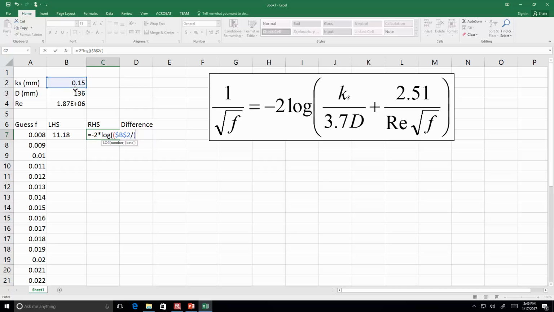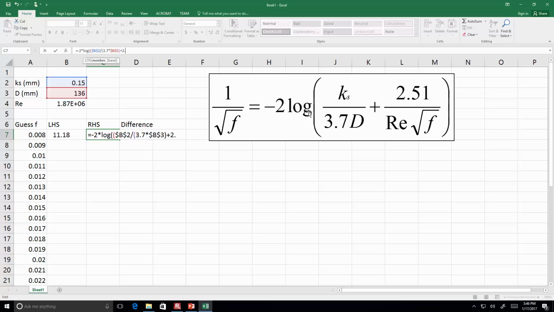Divided by 3.7 times the d value, also anchoring the diameter reference. It's F4. And it'll put those dollar signs in front of both the letter and the number. And if you push it again, it'll cycle through, alternating between if it's only in front of the letter, only in front of the number, and so on. Okay, so I've got the first term. Now I need to add the second term.